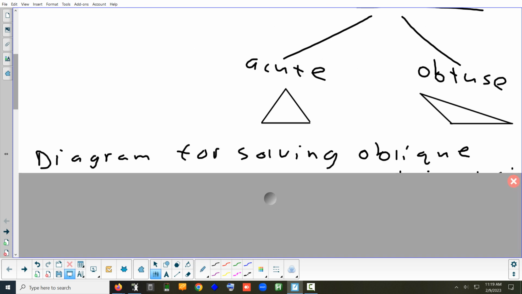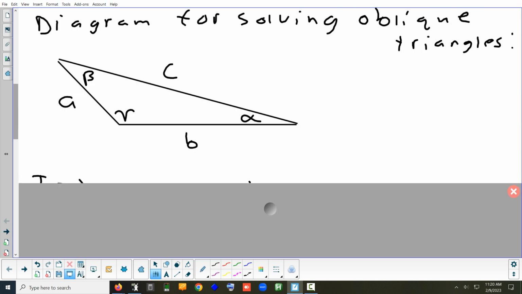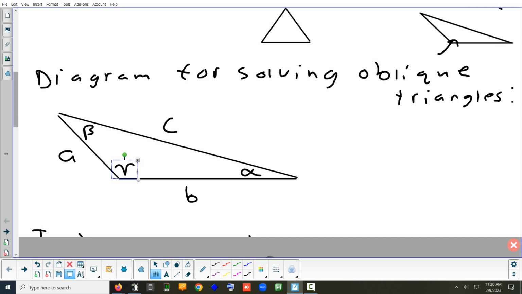So when we set up a diagram for drawing these kinds of triangles, we don't have the right angle anymore. So we need to give a name to that angle. It's not just called the right angle. So we already had names for all the sides. What did we use for the sides? A, B, and C. And what about the angle across from A? Alpha. Across from B? Beta. And now we're going to have the one across from C. That's gamma.